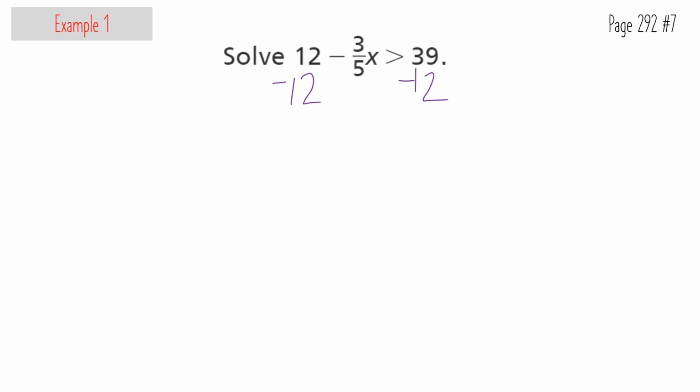12 minus 12 is 0, so I'm left with negative 3/5 x. The sign has to stay with that negative 3/5 because remember, subtracting is like adding a negative, so it's still negative. It is greater than 27. Since I'm multiplying x by a fraction, to get 1x, I can multiply by the reciprocal. So I'm going to multiply both sides by negative 5/3.